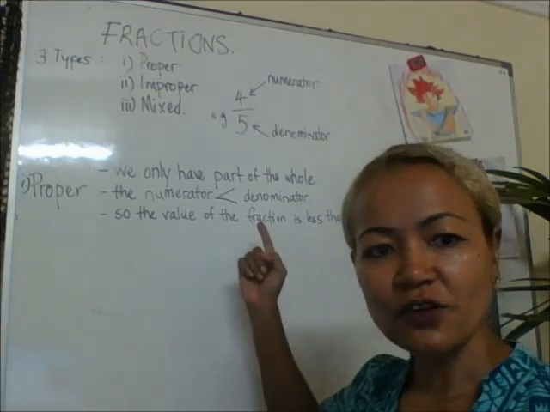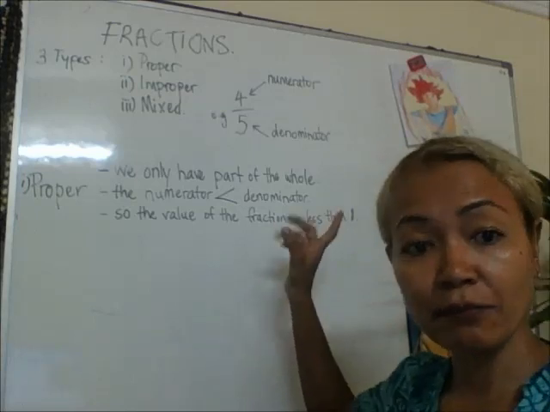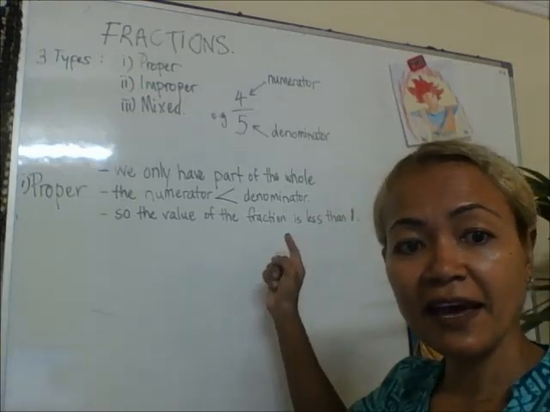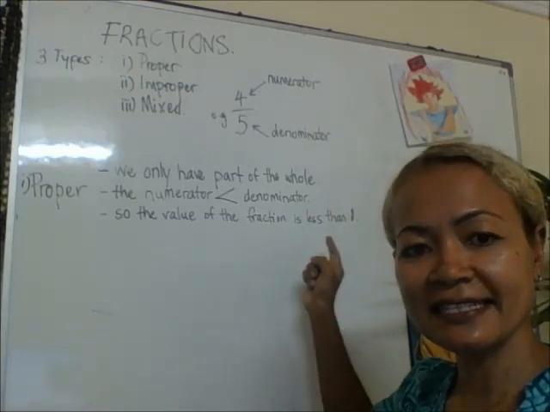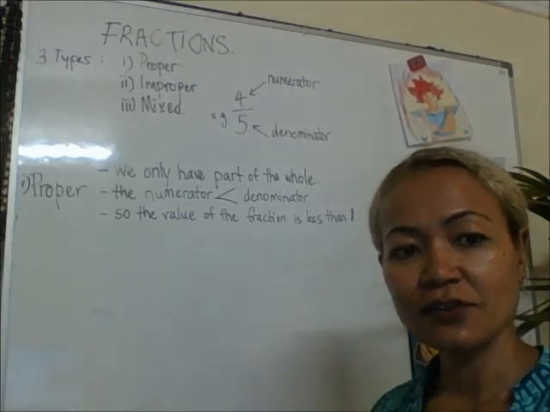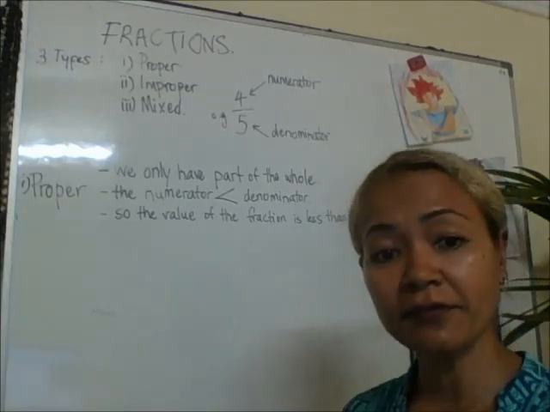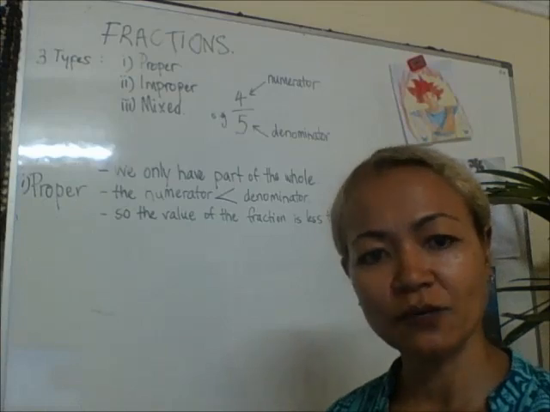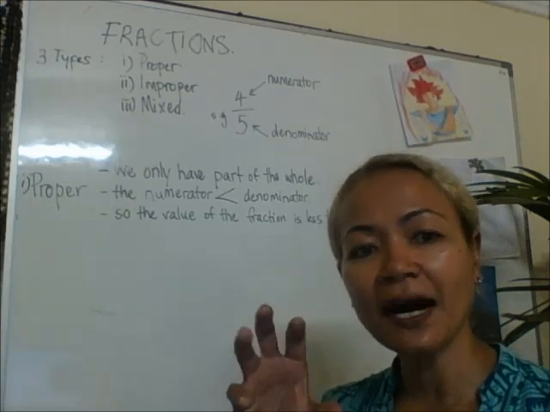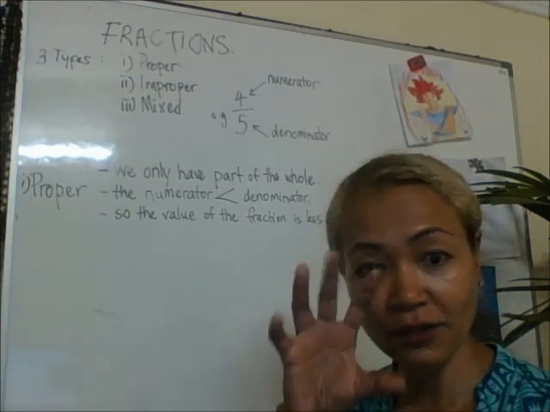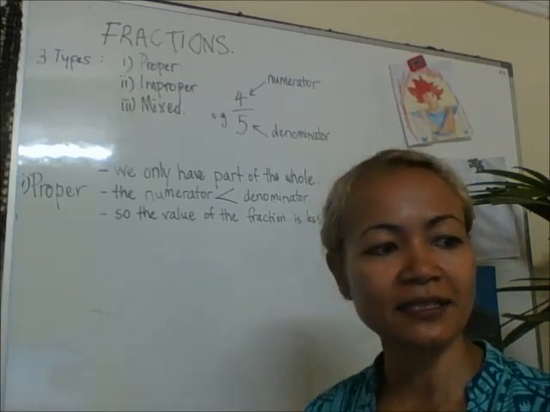Okay? So what happens when the number at the bottom is bigger? The value of the fraction is less than 1. So the value of a proper fraction is less than 1 because it is only part of the whole. It is not the whole, it is only part of it.